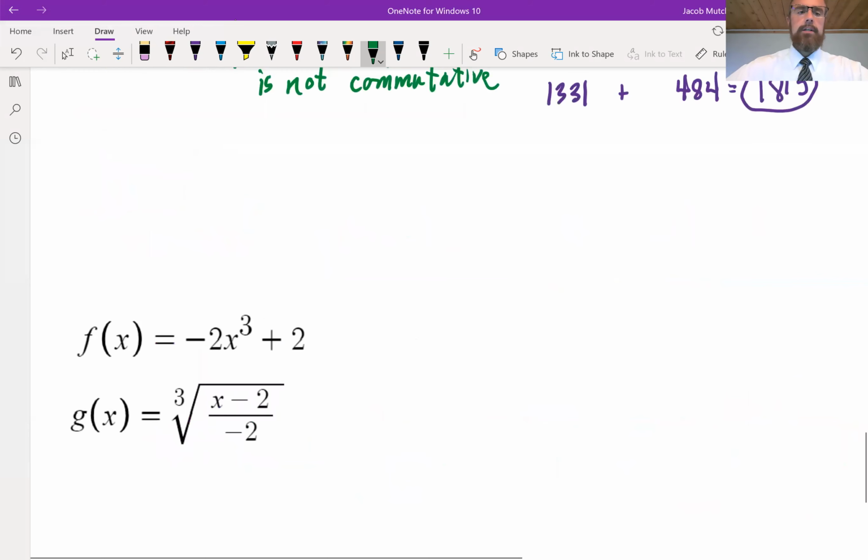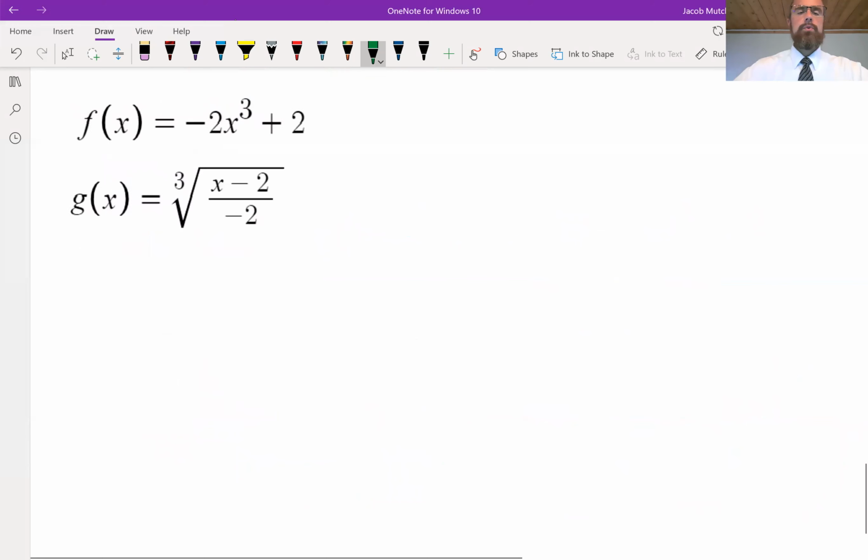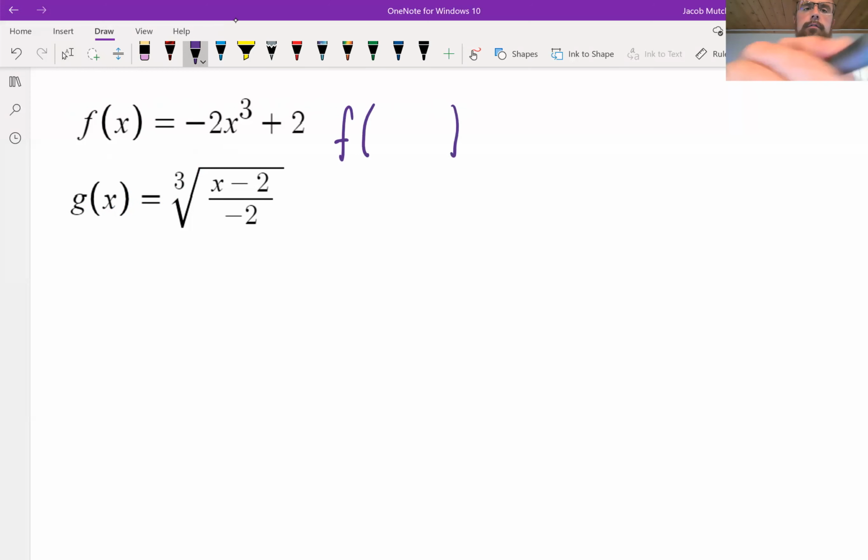So here I've got two equations, f of x equals negative 2x cubed plus 2, and g of x equals the cube root of x minus 2 over negative 2. So let's see if these two equations compose and we can get the same output from both directions of the composition. So we'll start with f of g of x. And f will be the overarching function. G of x will compose within f of x.